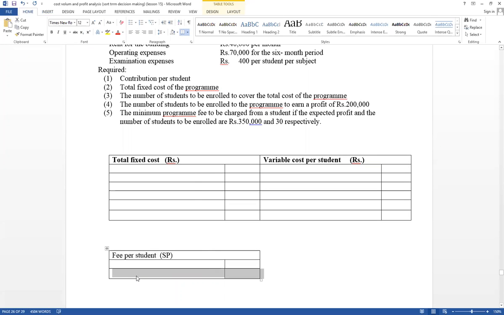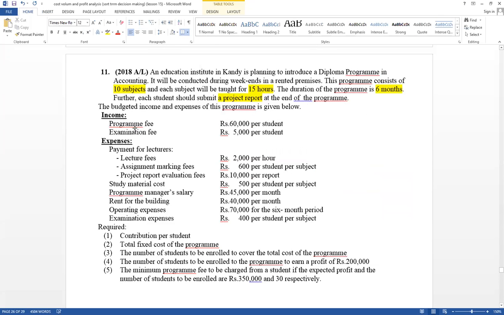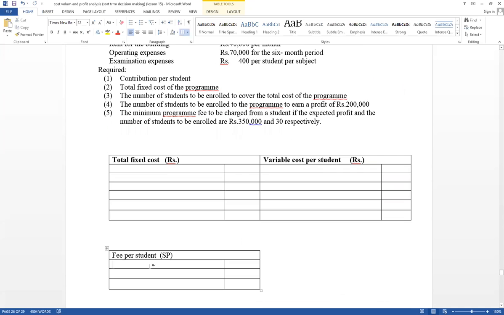Therefore in this example it is given there are two types of fees. It is given from the beginning: program fee as well as examination fees, 60,000 and 5,000 per student. Therefore think about selling price per unit. Fee per student: program fee 60,000, examination fees 5,000. Therefore this is the selling price per student. As a selling price you have to consider fee per student.